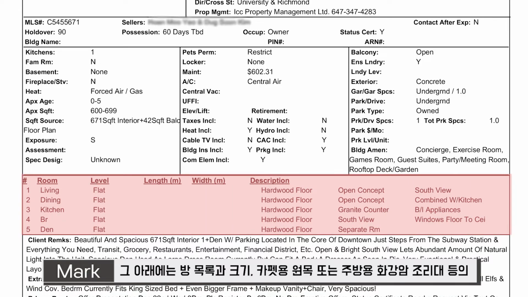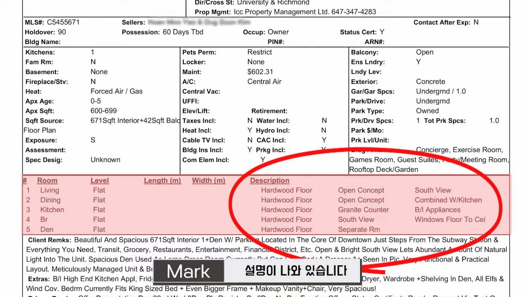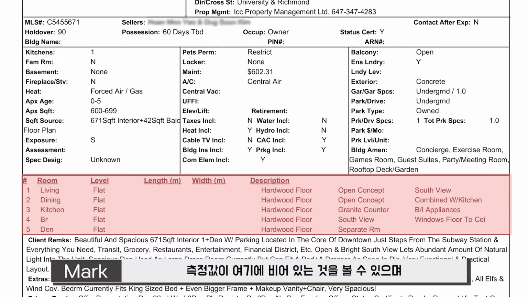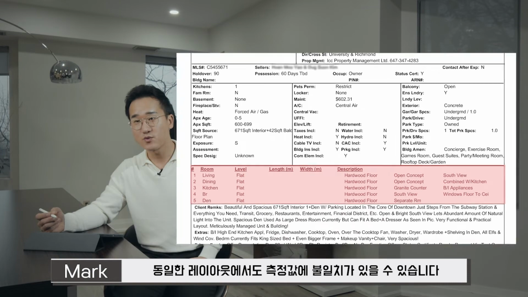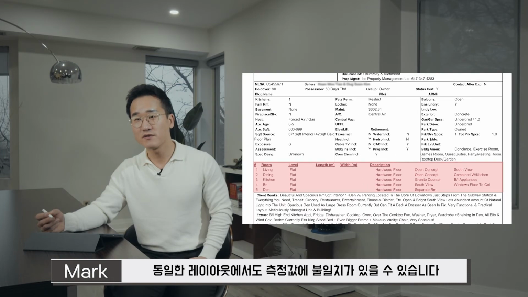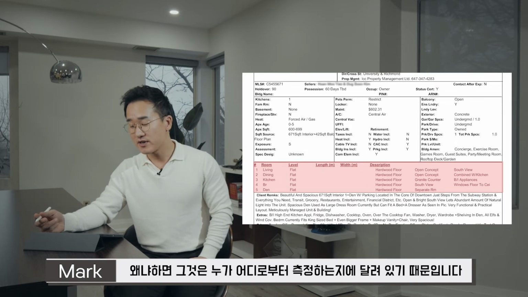Below it, you can see the list of the rooms and the measurements and the descriptions, such as hardwood, broadloom for carpet, granite countertop for kitchen, and so on. You can see that the measurements are left blank here, and sometimes you do have the measurements here, but there could be discrepancies with measurements, even with identical layouts, because it really depends on who's measuring from where.